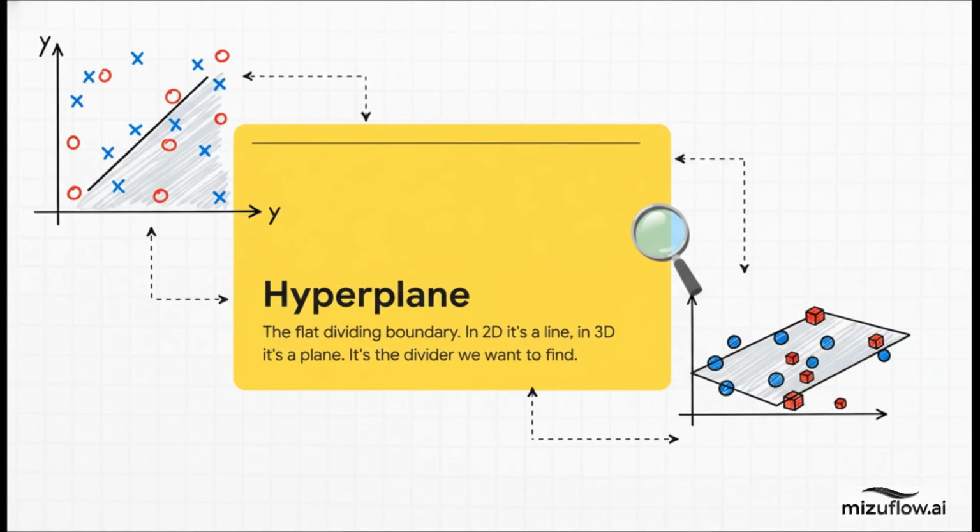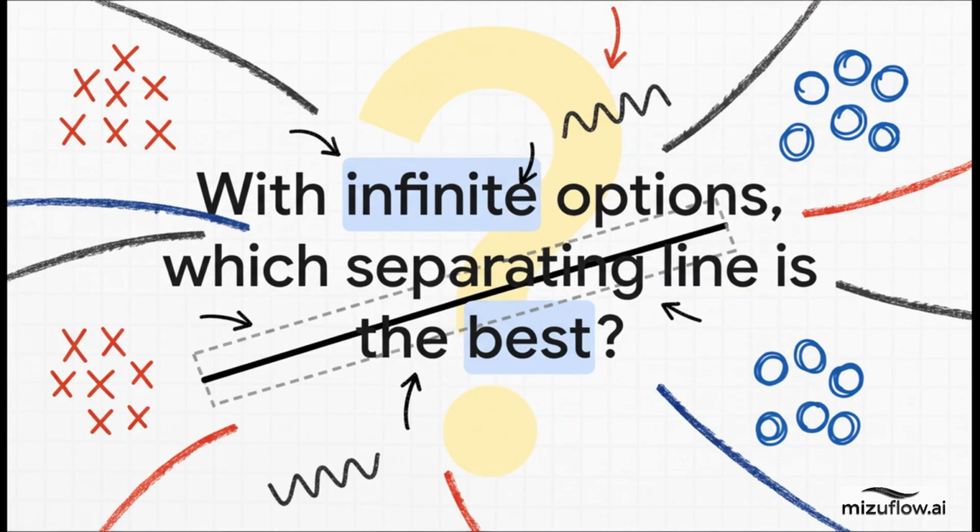Seriously, if you're looking at a flat, two-dimensional graph, a hyperplane is literally just a line. If you're working in 3 dimensions, it's a flat plane. It's just the official term for our divider. That's all it is. But here's where things get really interesting.